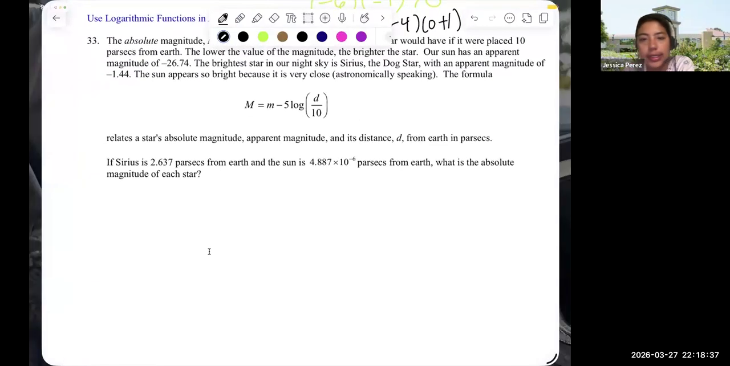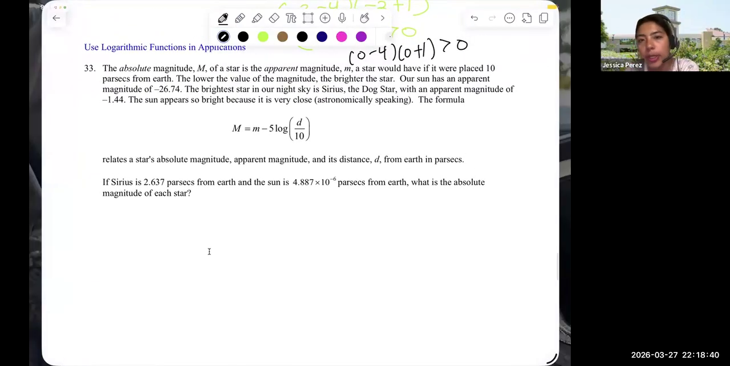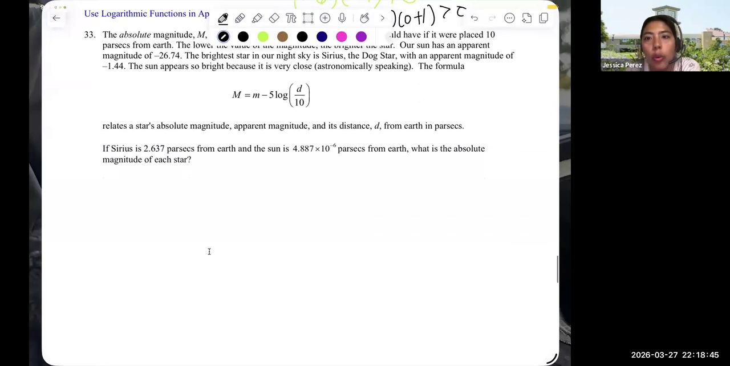So the brightness is condensed in this formula. M is equal to little m minus 5 log of d over 10, where d represents distance in parsecs. The question is, if Sirius is 2.637 parsecs from Earth and the sun is 4.887 times 10 to the -6 from Earth, what is the absolute magnitude of the star? So the distance is given to us.